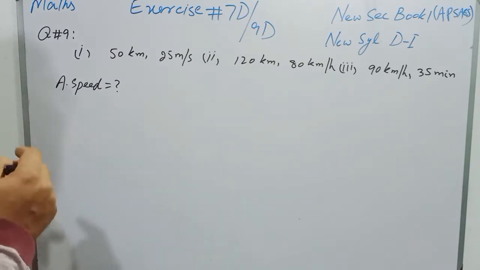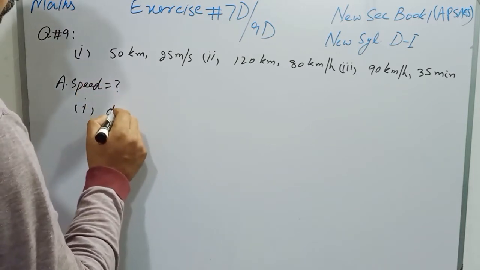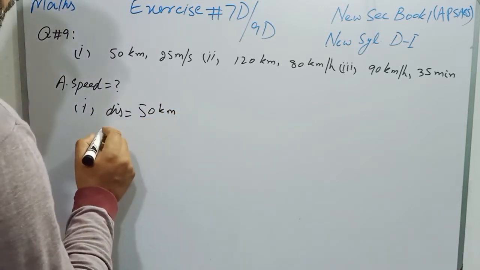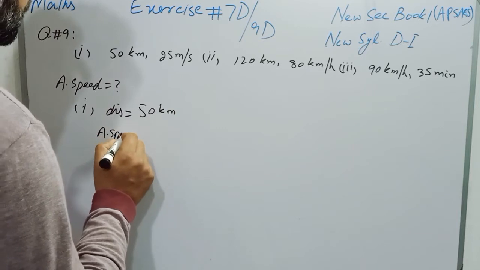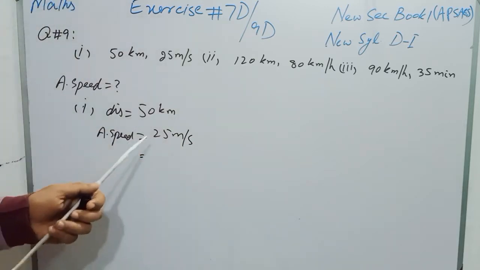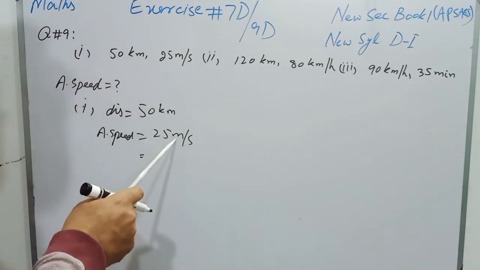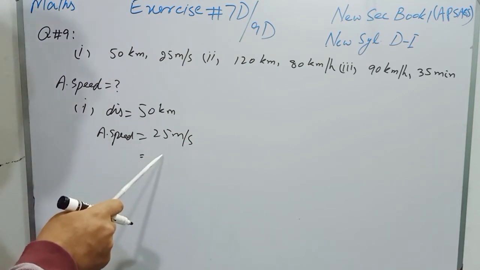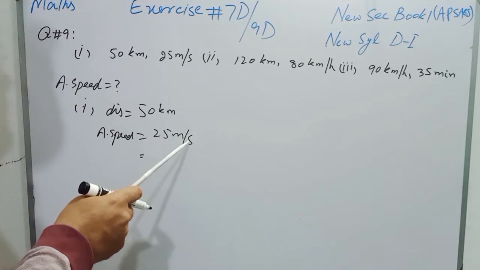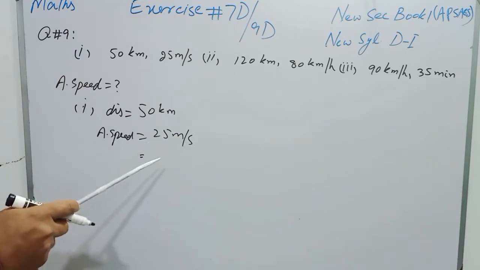So students, first I am going to solve first part, in which distance is given. Distance is equal to 50 km and average speed is given. Average speed is equal to 25 meter per second. So students, we will convert the speed into kilometer per hour, and when we have to convert meters into kilometer, we will divide 25 with 1000, and when we convert the second into hours, then we will multiply the number with 3600, and then the speed will become kilometer per hour.